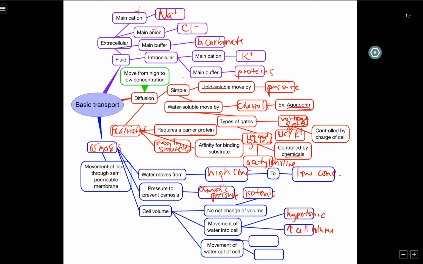And we have movement of water out of the cell, which means you're usually in a solution that's hypertonic. So you have a higher concentration of electrolytes outside of the cell, and water is going to move from the cell to help try to equilibrate that out. That's going to cause a decrease in the cell volume. Okay, that concludes basic transport.